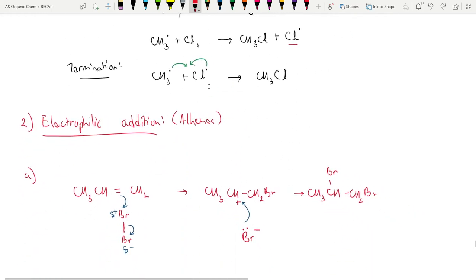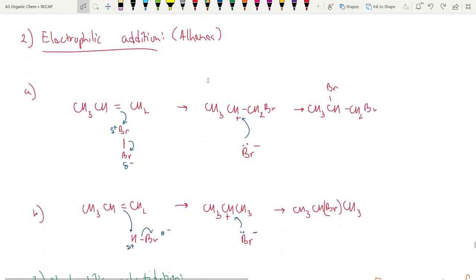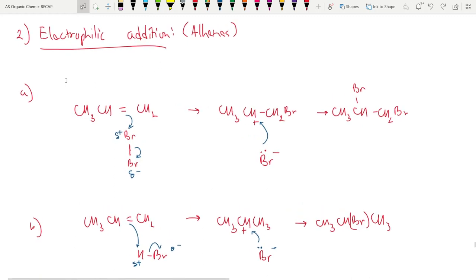So electrophilic addition is a characteristic reaction of alkenes. I've shown you 2 reactions here, one with a non-polar bromine molecule. When the bromine comes into close proximity to the electron-rich pi bond, the electron cloud is actually pushed away, so it becomes polar. A dipole is induced. So the attack is from the pi bond to the electropositive bromine over here, and heterolytic fission occurs.